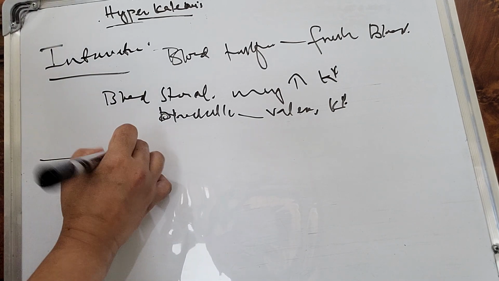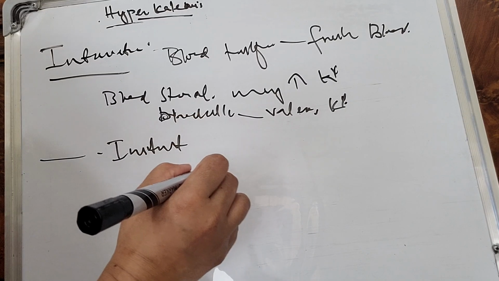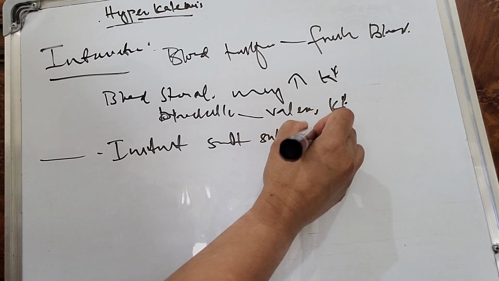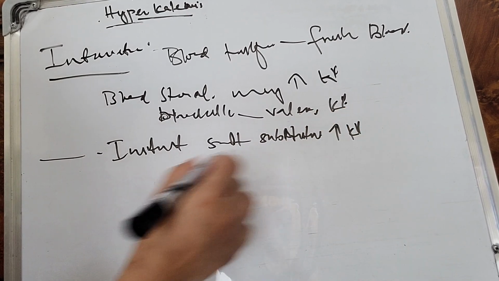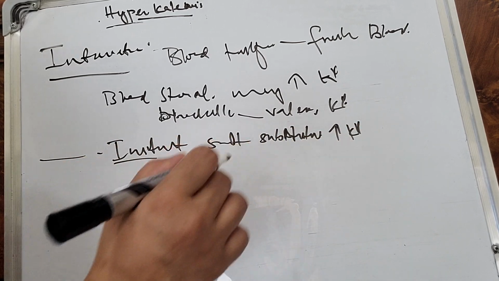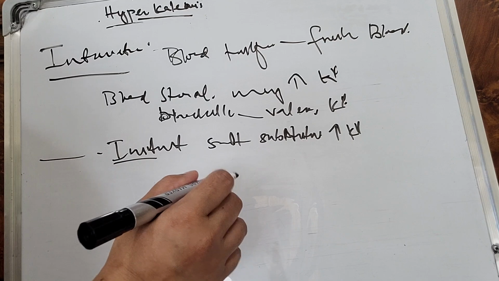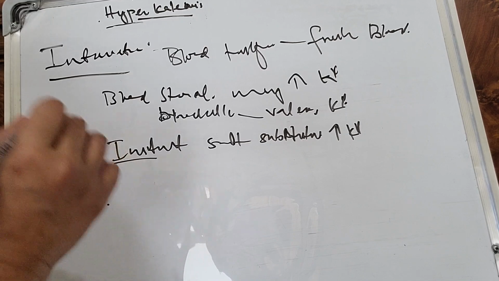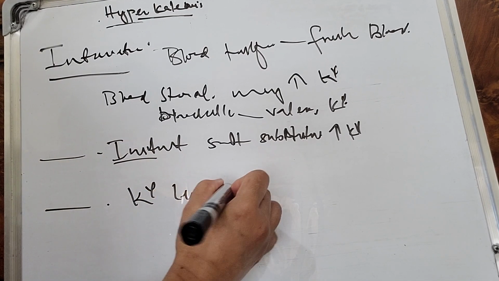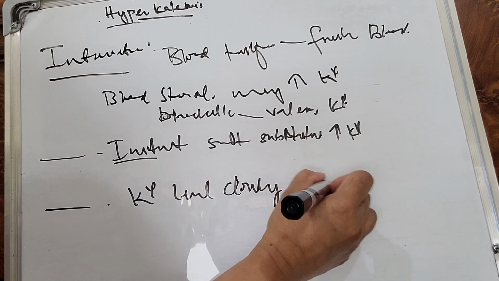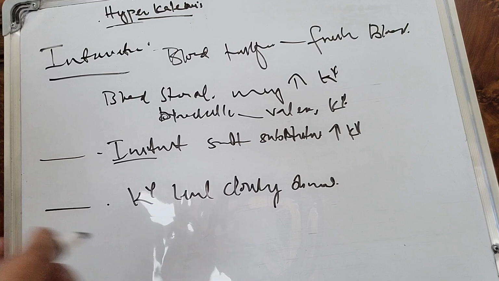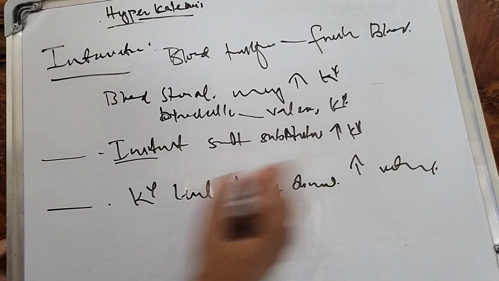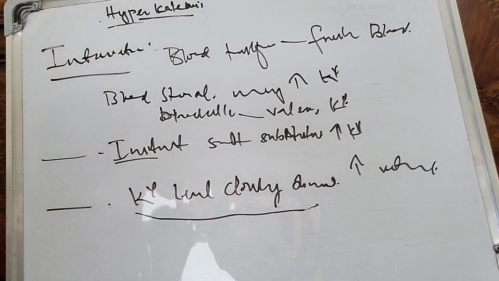Then we will instruct the patient to avoid salt substitutes. As I told you, salt substitutes have a high potassium level, so we will instruct the patient to avoid salt substitute foods or other potassium containing substances. Monitor the serum potassium level closely. If the patient is receiving potassium retaining diuretics, closely observe the potassium level.